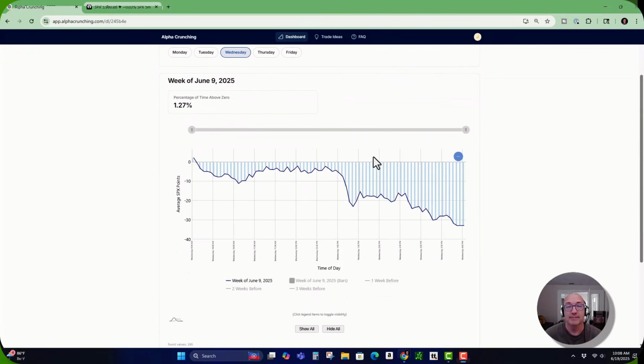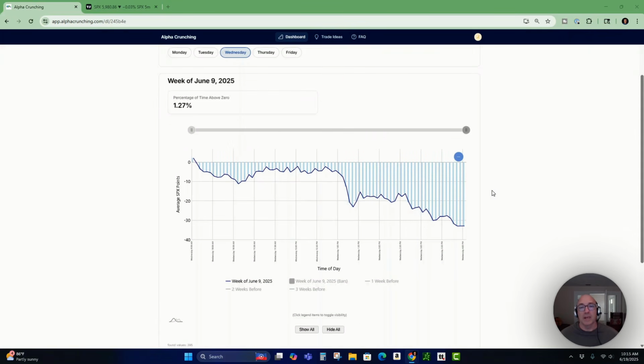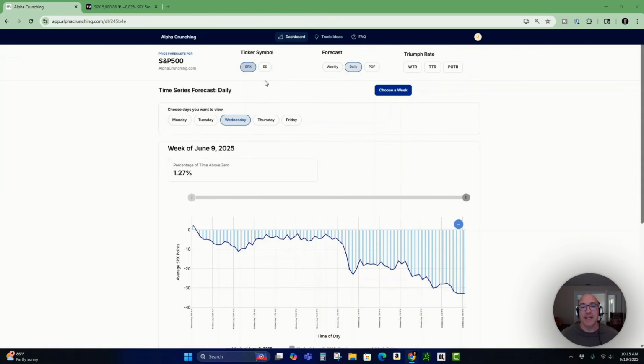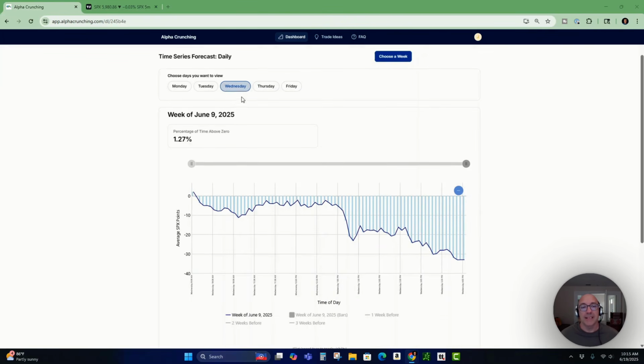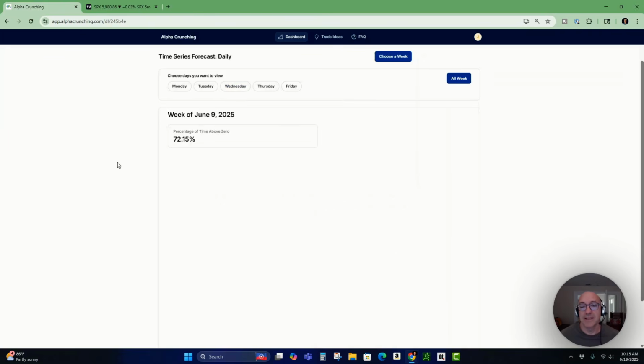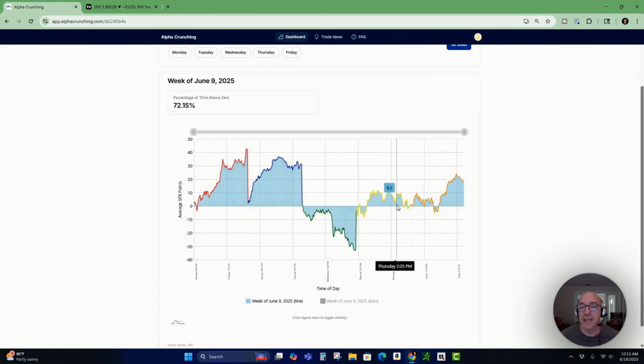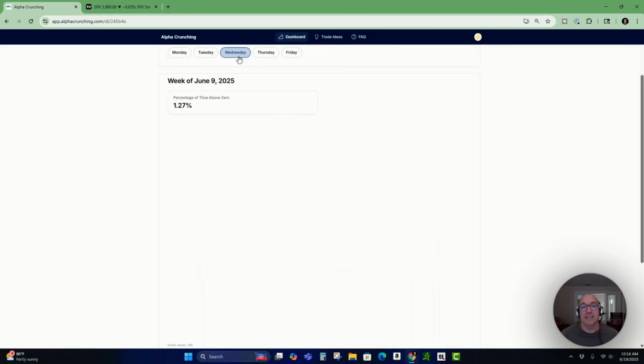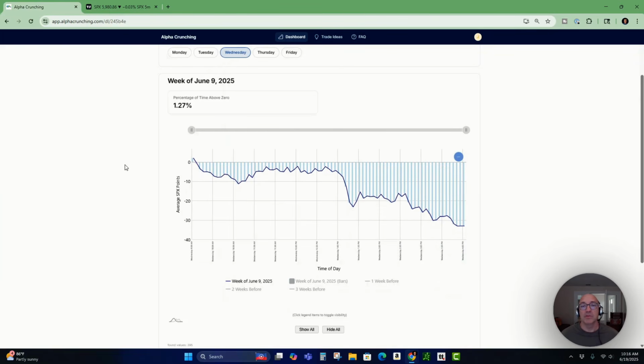Now let's get started. So first, to get to the daily forecast, we're going to be selecting SPX and daily under forecast at the top under the dashboard. We can then select each day of the week. If you do not select a day, you're going to see the forecast for each day of the week before the trading week begins. So you get an idea of which days tend to be bullish, which days tend to be bearish, or which days don't really have a trend. But once you select a specific day of the week, we're going to be able to look at some of the newer metrics that are going to help guide that day.